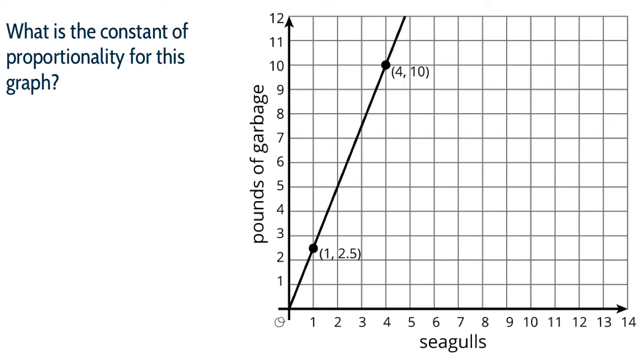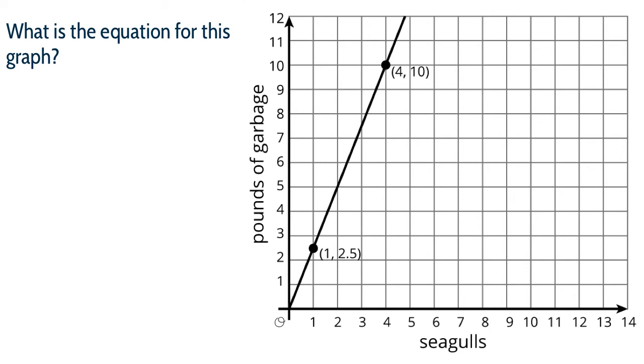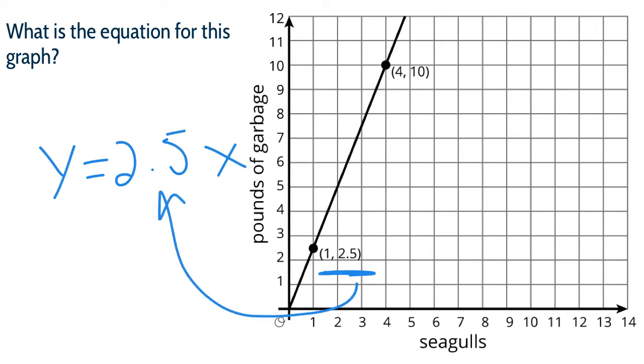So looking at this graph, what's the constant of proportionality? Well, I can see it right here. Where x is 1, whatever y is, that is our constant of proportionality. So k is 2.5. So what's the equation for this? It's going to be y equals 2.5x. I can go right to that unit rate and just plug in to get the equation.